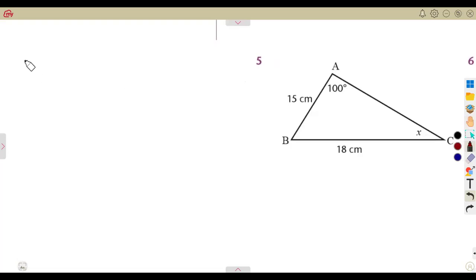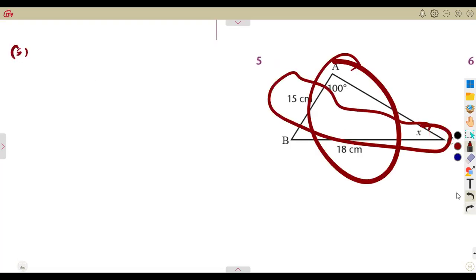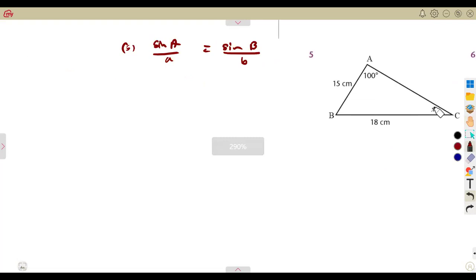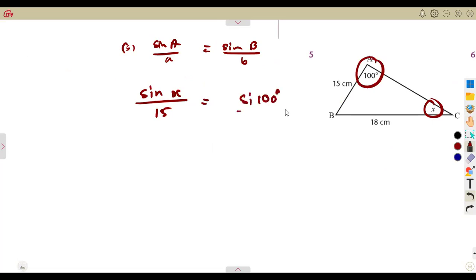All right. On question number 5, you need to calculate X, and X is an angle. So you can use the sine rule again because this angle corresponds to a side. There is an angle corresponding to the side also. So let us use our sine rule. Sine A over A is equal to sine B over B, meaning the sine of the angle that you are calculating, which is X, over the side opposite is equal to the sine of 100 degrees over the side that is opposite, which is 18.